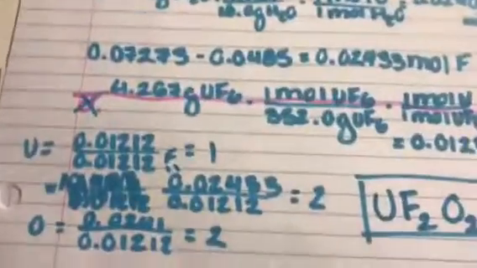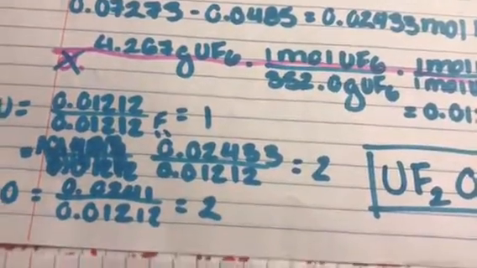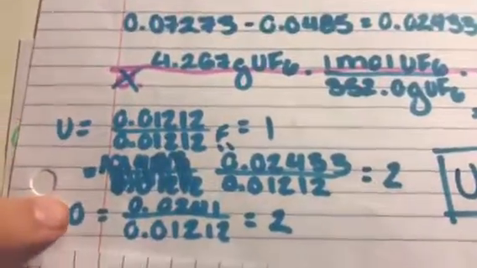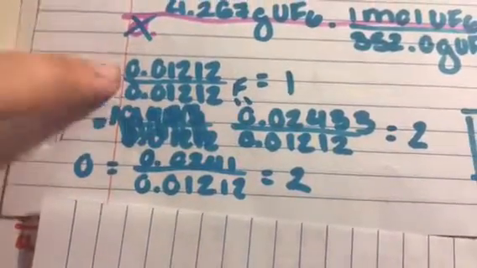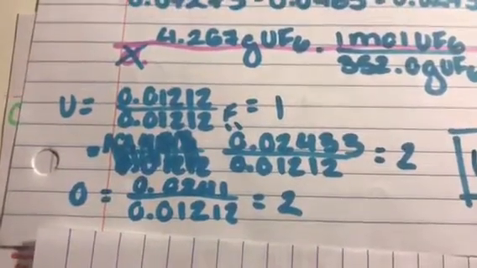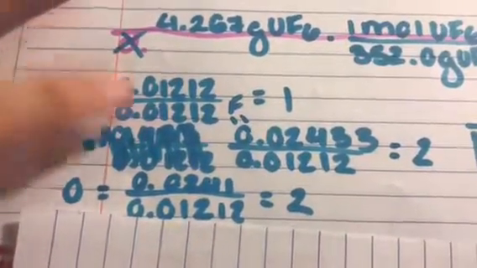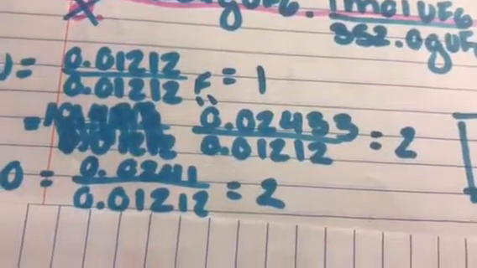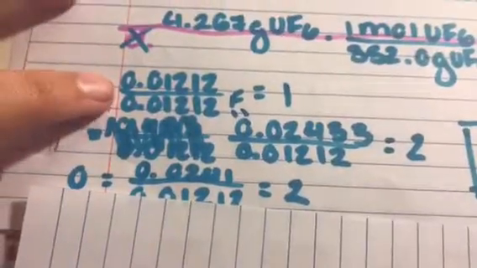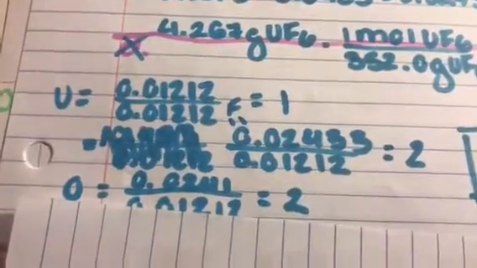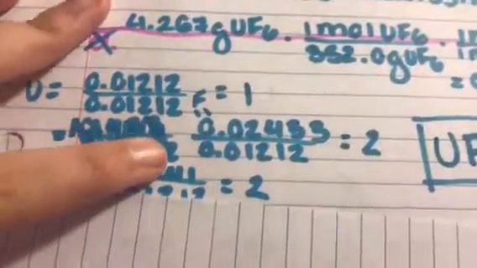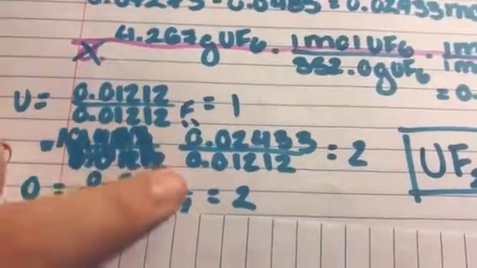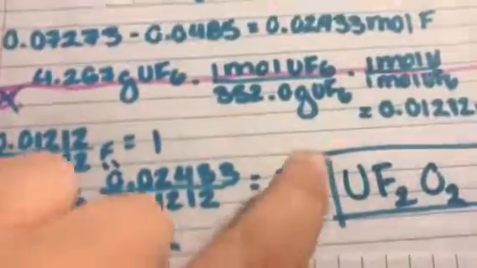So over here, this is all the things we just solved for. Uranium, fluorine, and oxygen. So it's like solving for an empirical formula. You would take the limiting reactant and divide it into all of the other reactants. So 0.01212 divided by 0.01212 is equal to 1. For fluorine, 0.02433 divided by 0.01212, this is a mouthful, is equal to 2.